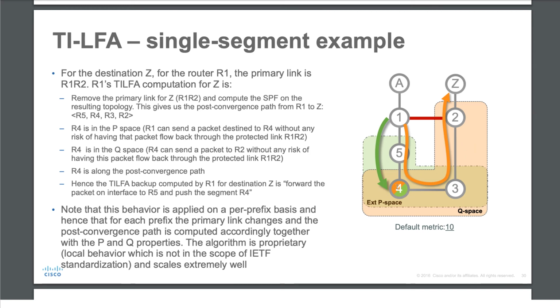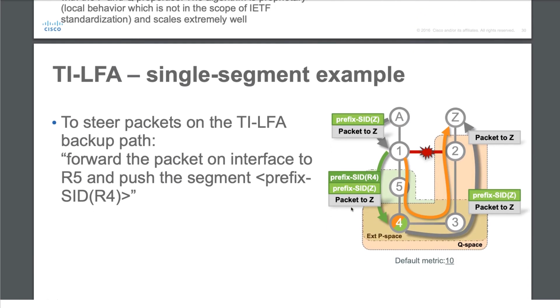So that's why this node 4 is acting as the extended P space. That's what it says, okay, it is doing both as a P as well as a Q. So this is our PQ node. And again, let's take a look at an example here.